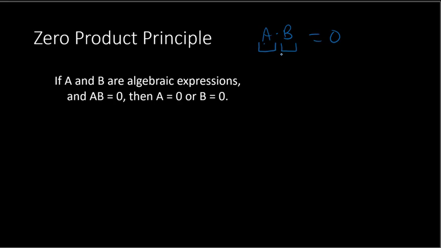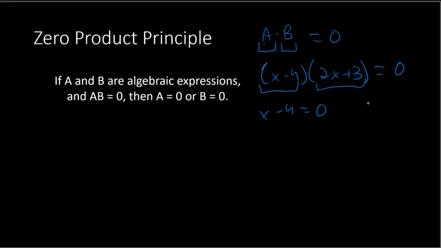This is going to help us out because a and b could be anything. If we had something like x minus 4 times 2x plus 3 equals 0, instead of a and b, we have these two binomial expressions. Well, if we get it to look like this, we know right away that either x minus 4 equals 0 or 2x plus 3 equals 0. One of those two things must be true because the product is equal to 0, and the only way for that to happen is if one of those parts is equal to 0.